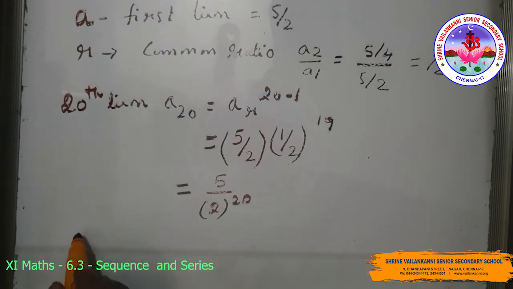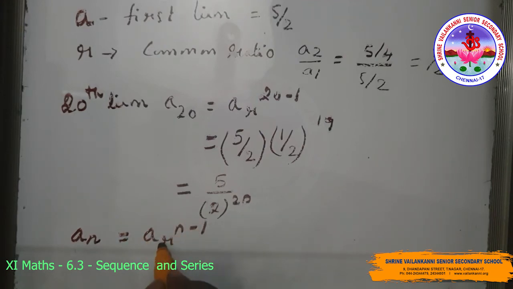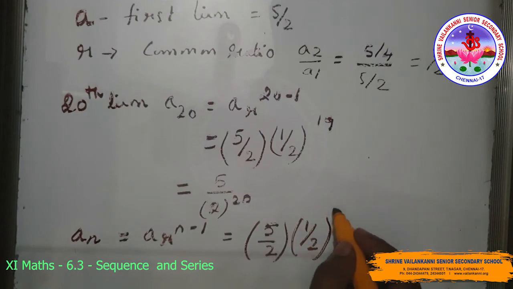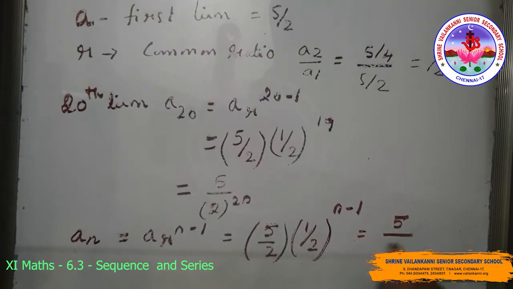Now we have to find the nth term, an, which is equal to a r power n minus 1, which is equal to a is 5 by 2 and r is 1 by 2 whole power n minus 1, which is equal to 5 by 2 power n minus 1 plus 1, which is 2 power n. So the nth term of the GP is 5 by 2 power n.